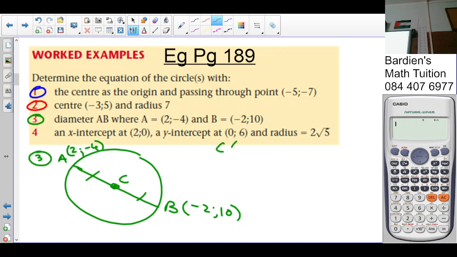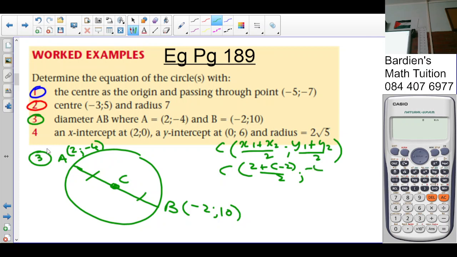How do I get to C? So it will be x1 plus x2 over 2, y1 plus y2 over 2. So what do we get? 2 plus negative 2 over 2, and negative 4 plus 10 over 2. So your C works out to be 0 and 3. So is the C at the center? No. Is the center at the origin?